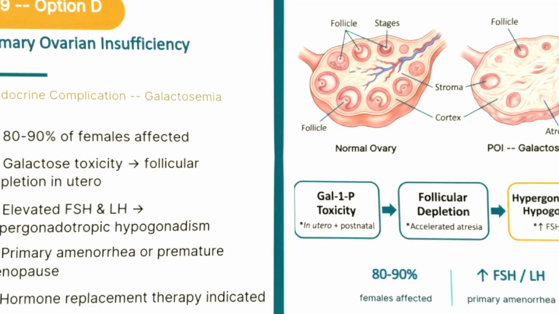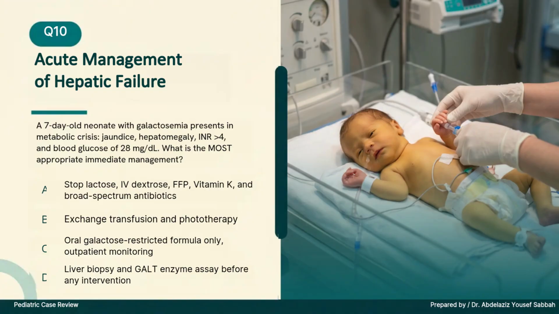Case 10. A 7-day-old neonate with galactosemia presents in metabolic crisis with jaundice, hepatomegaly, an international normalized ratio greater than 4, and a blood glucose of 28 milligrams per deciliter. What is the most appropriate immediate management?